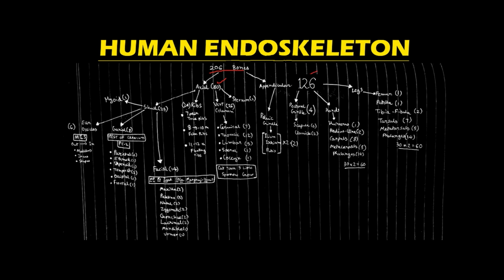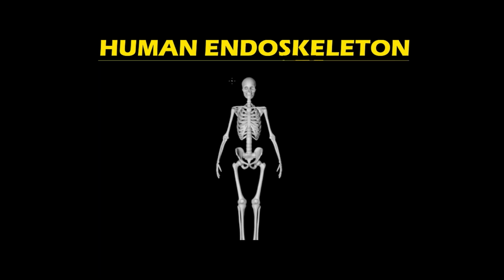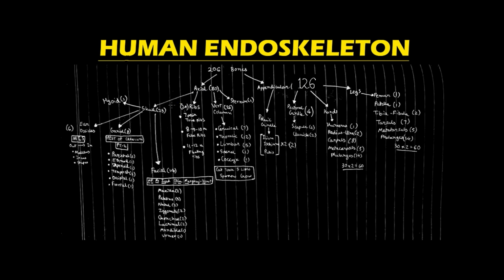So let's start studying the divisions of them. Which is the axial skeleton? The axial skeleton is the skeleton which lies in the axis of our body, which is this. And all the projections outside the axis, like the hands or the limbs, are under the appendicular skeleton. Under the axial skeleton, we have the skull at first.